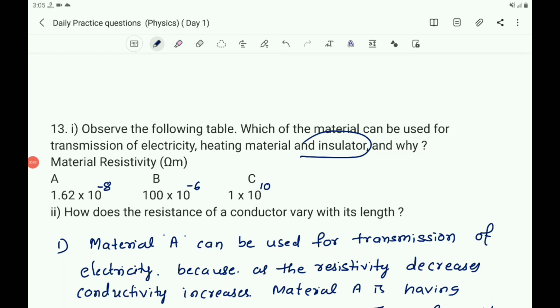The next question, the second sub question of the 13th question. How does the resistance of a conductor vary with its length? As the length of the conductor increases, the resistance of a conductor also increases. So the resistance of a conductor is directly proportional to its length L. That is, R is proportional to L.